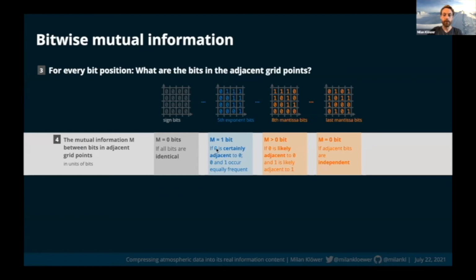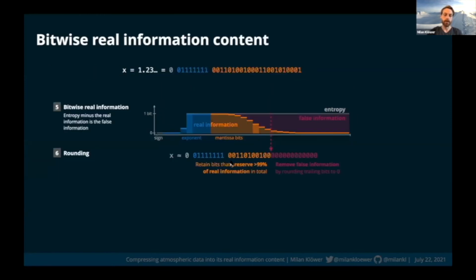However, if 0 is certainly adjacent to another 0, and 0s and 1s occur equally frequently, which I've tried to illustrate here, then your mutual information is 1. Meaning that if you already know that a given bit is 0, you already have a very good predictor that the surrounding bits are also 0, and the same counts for 1. You can play this game for all of the single bits, and then you obtain an information for every single bit position. And this is what this looks like then.